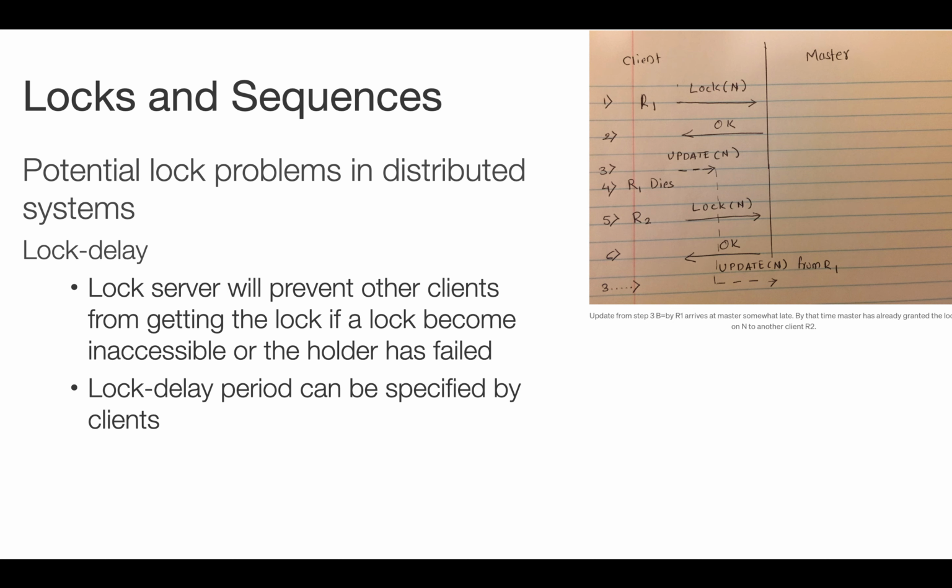Then another client R2 sends a request to the master. After that, the update from R1 is received. This disorder in the messages could be an issue in distributed systems.